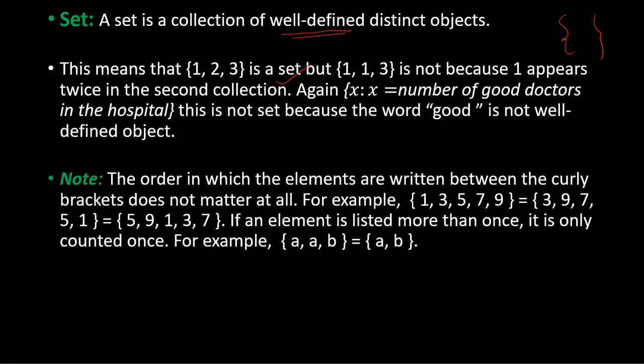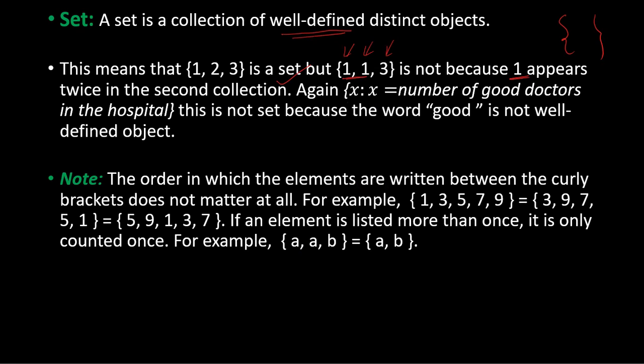What about 1, 1, 3? This is not a set because this is not unique. In this set, all the elements are not unique because 1 appears twice. So this is not a set.